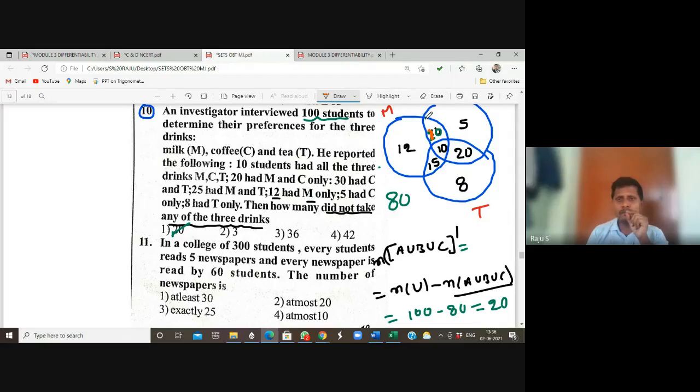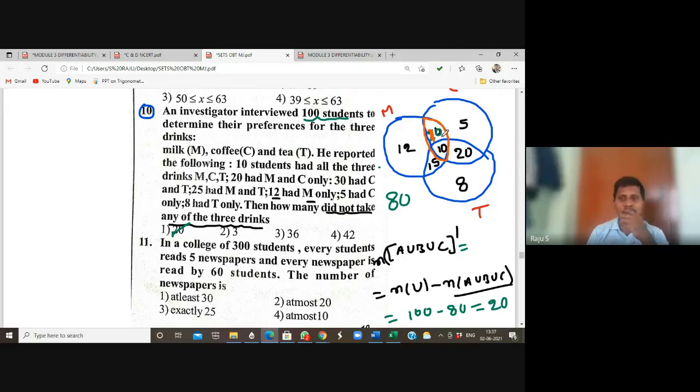Common to M and C. This complete region. We should not take this region alone. This whole region is common to M and C. So you should take 10 alone. Don't take 20.